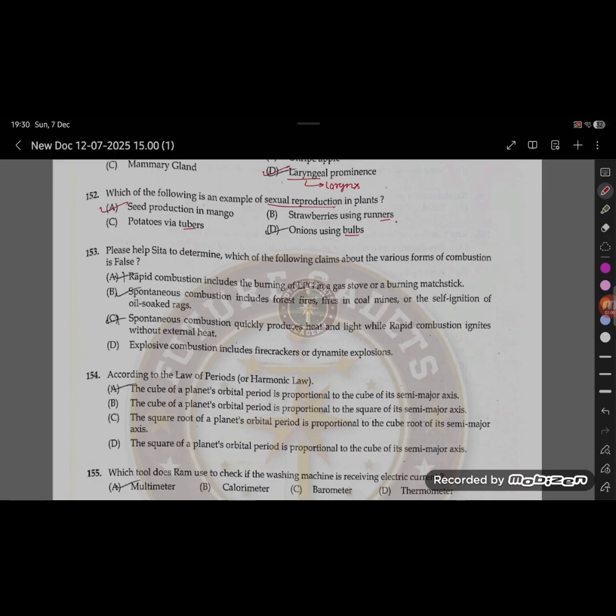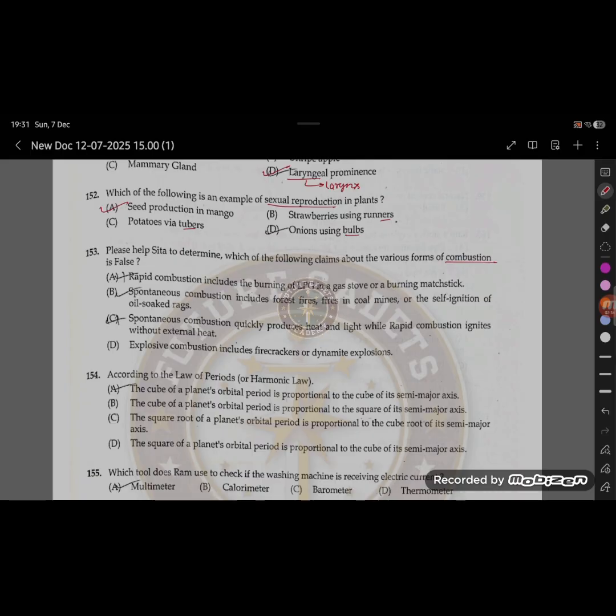So with this, let's move on to the third question. Please help Sita determine which of the following claims about various forms of combustion is false. Remember, you don't have to get the right one, you have to get the wrong one here. Let's read them one by one. A says rapid combustion includes the burning of LPG in a gas stove or a burning matchstick. B says spontaneous combustion includes forest fires, fires in coal mines, or the self-ignition of oil-soaked rags. C says spontaneous combustion quickly produces heat and light, while rapid combustion ignites without external heat.